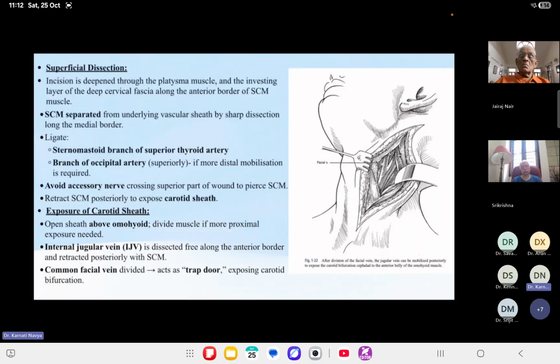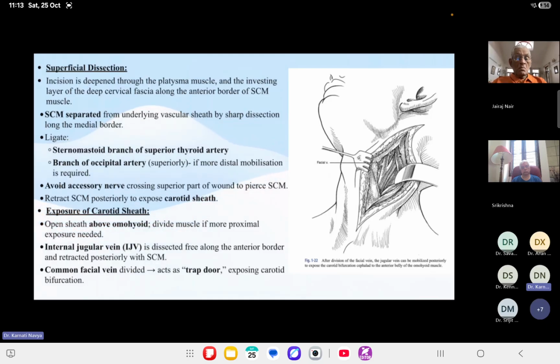The carotid sheath will be visible. This is the picture showing the division of the sternocleidomastoid muscle, which is retracted posteriorly. Then you can see the carotid sheath and the facial vein. Then comes exposure of the carotid sheath. Open the carotid sheath above the omohyoid muscle. Divide the muscle if more proximal exposure is needed.